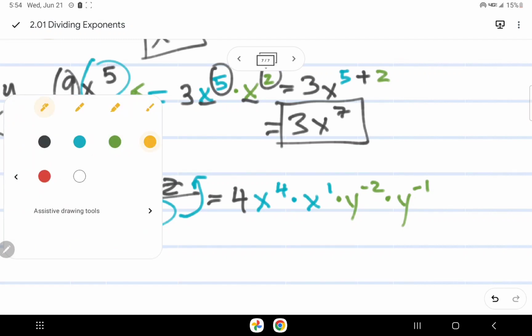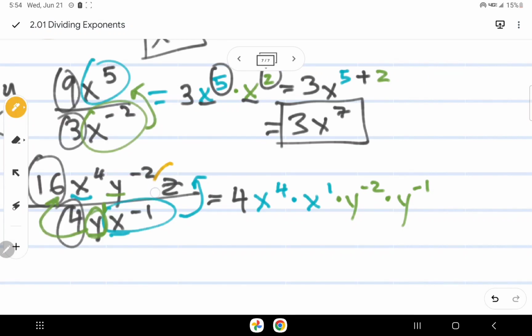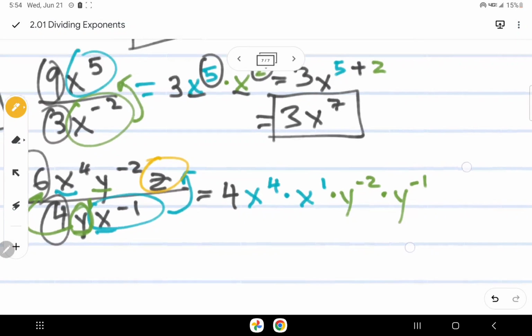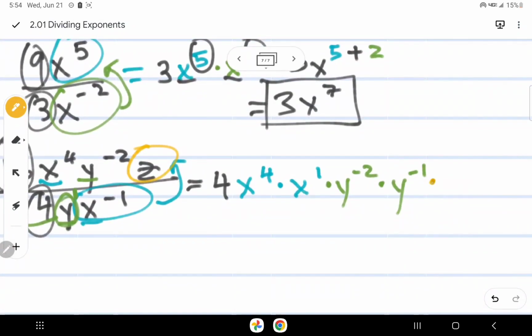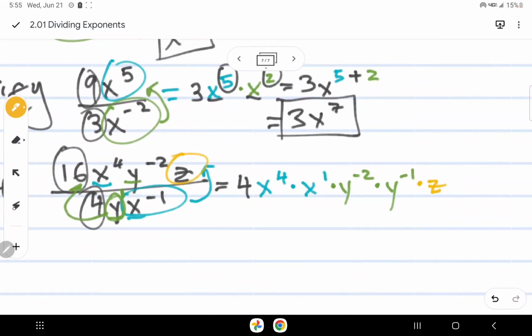Last but not least, the last variable we got here is z. It's already at the top, so we don't need to move it anywhere else, so we just multiply it by z. Okay? Once again, you're more than welcome to pause this video to make sure you understand what's going on.